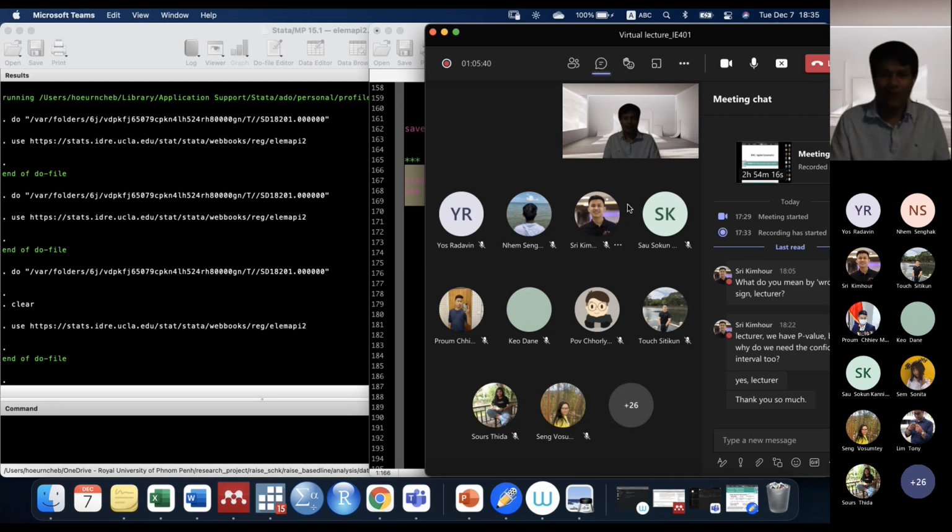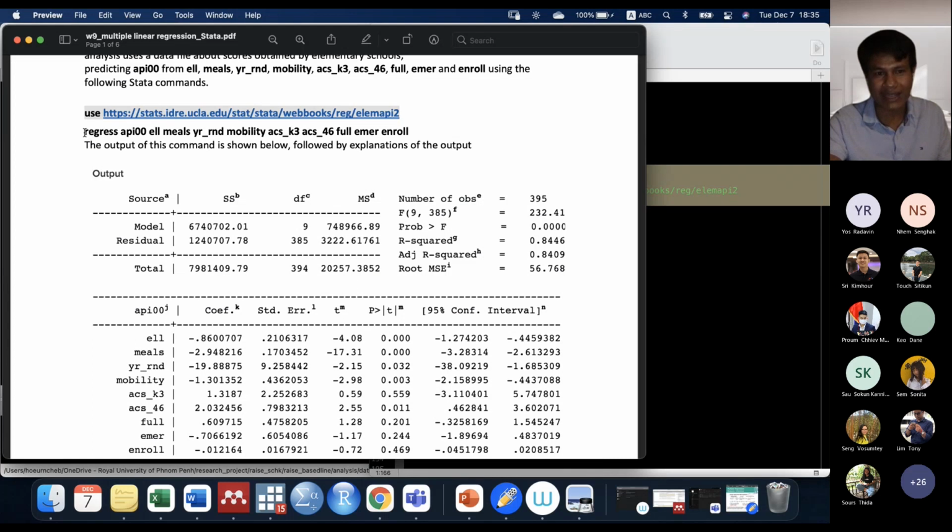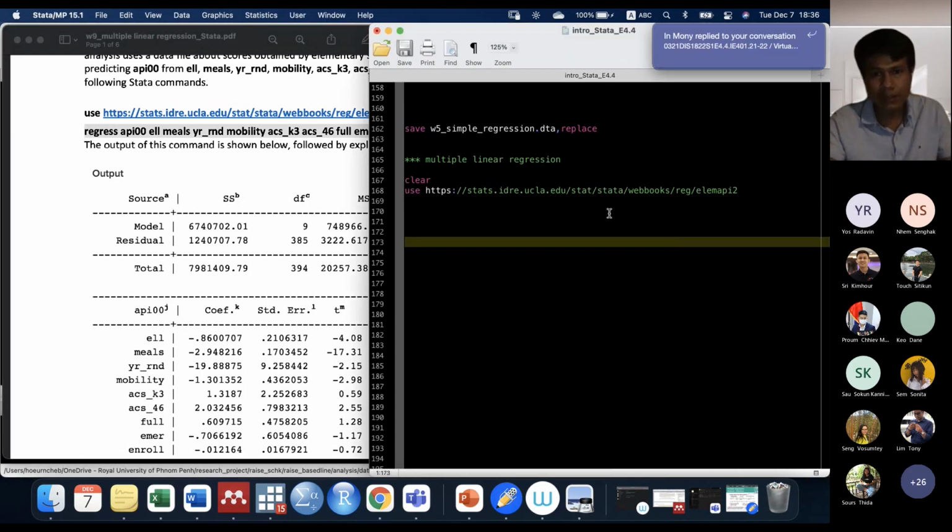Hopefully we have at least a member from each group that can follow me. Hopefully everyone has loaded the data now. Next, we are going to run multiple linear regression. As you all know, here we have multiple independent variables and only one dependent variable.